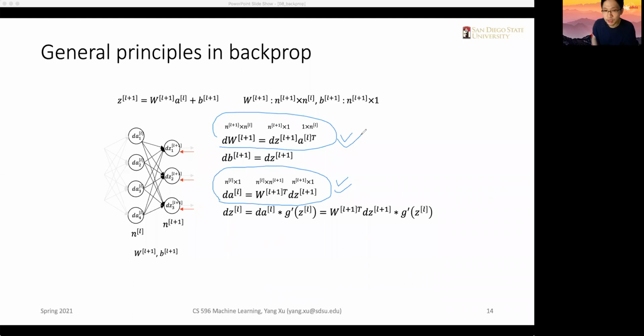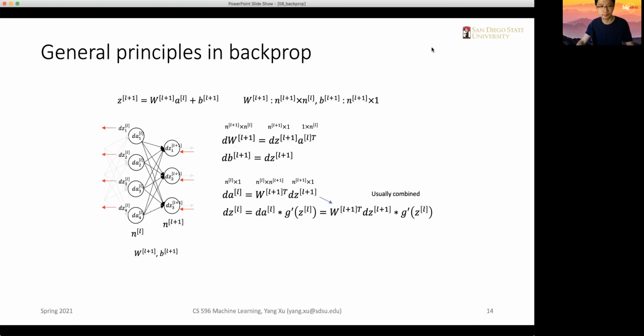But we can manually check whether PyTorch does the correct computation, in order to verify that we indeed understand backprop. So in the next few slides, I'm going to go through some practices in a similar way to what we did for the simple computational graph.